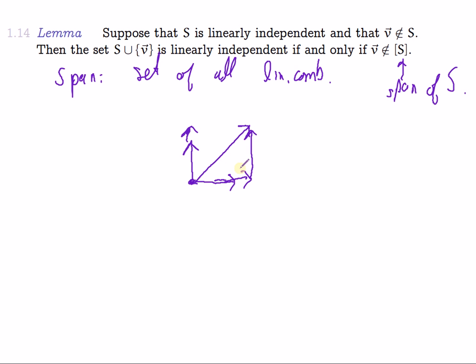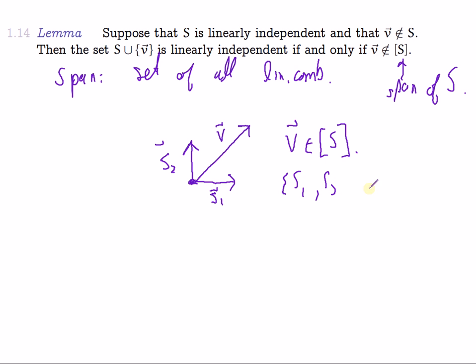So let me clarify this a little bit. This would be S1 here. This would be S2. And this would be V. And in this case, V is in the span of S, and S1, S2, V is not linearly independent. Okay? That illustrates one way of this if and only if.